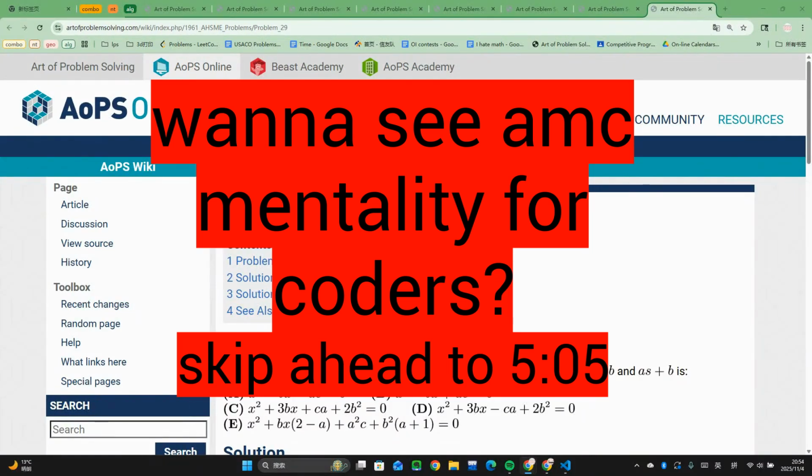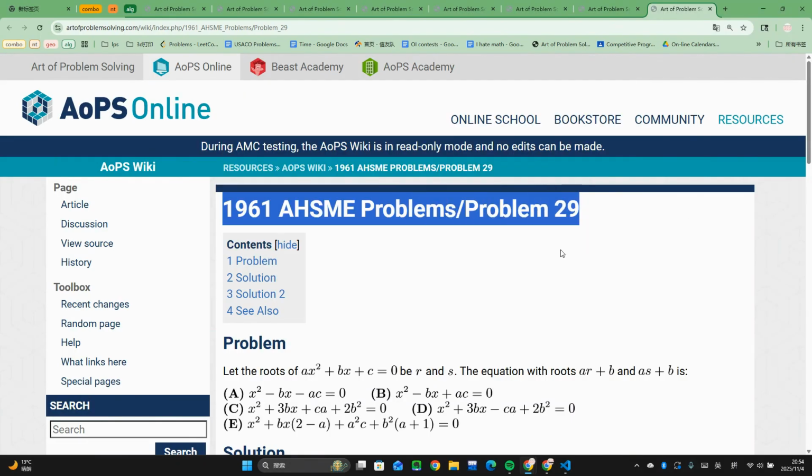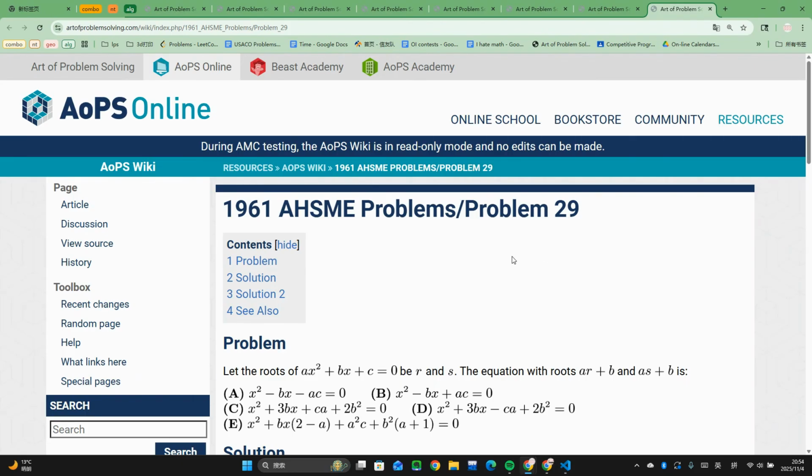Hello everyone, last video before AMC, and we're just looking at a singular intermediate algebra problem today. And it's the AHSME 1961-29. So yeah, you have this polynomial and it has roots s and r. Now we're trying to find the equation with roots ar plus b and as plus b. So you can pause the video first and try it yourself.